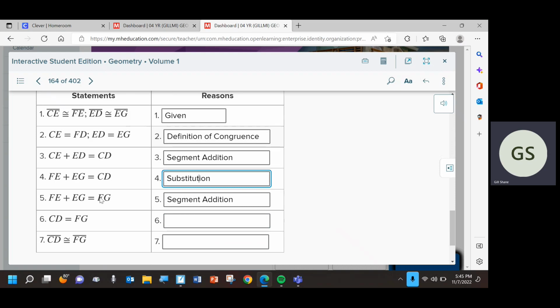So this is the segment addition postulate right here. Now we can kind of come back to substitution. If I know FE plus EG equals CD, then I can replace FE plus EG with CD. That comes from this line right here. So again, I'm doing substitution again. And then now this is the definition of congruence.